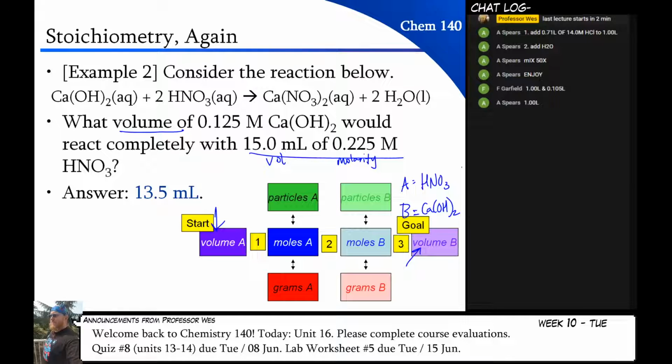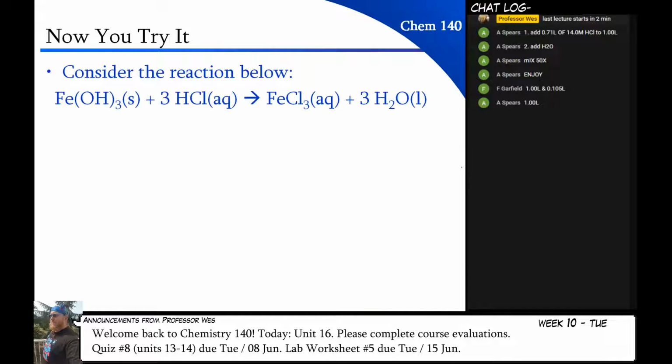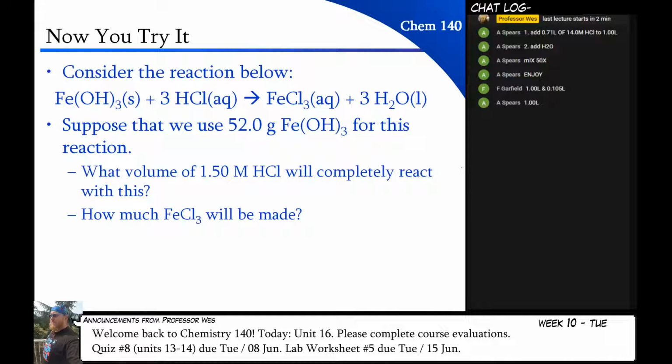All right, so now I want you to try these. I'm gonna give you this reaction. Notice that we're doing a lot of acid-base chemistry here because the lab is basically this. You're gonna react an acid, vinegar, and then later sulfuric acid with the base that you've prepared, the sodium hydroxide. So that's why we're using lots of hydroxides and acids here. All right, so for the first question, we're going to use 52 grams of iron 3 hydroxide. What volume of 1.50 molar HCl will react with that? And how much FeCl3 will be made?